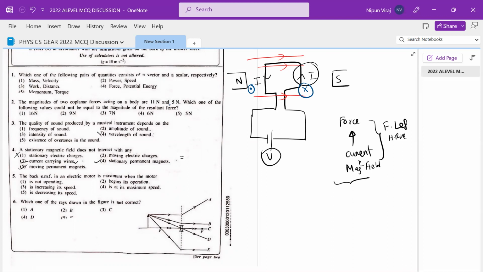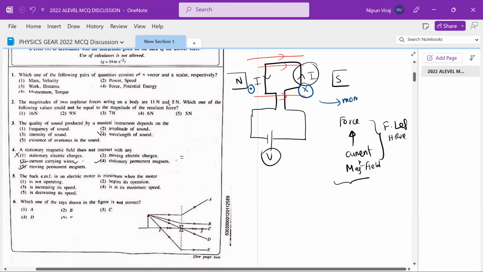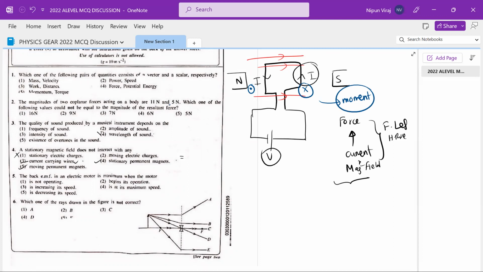Right. So if you think 3D, what happens? This will create a moment. So you create a moment, and this coil will turn. This is how electric motors work, right? This coil will turn. This side will go down, this side will go up. So if you switch on a fan in your home, this is how the electric motor inside the fan works to create that moment.